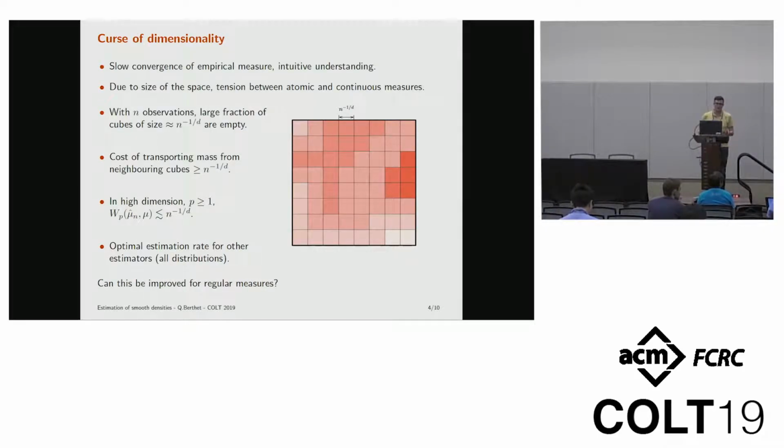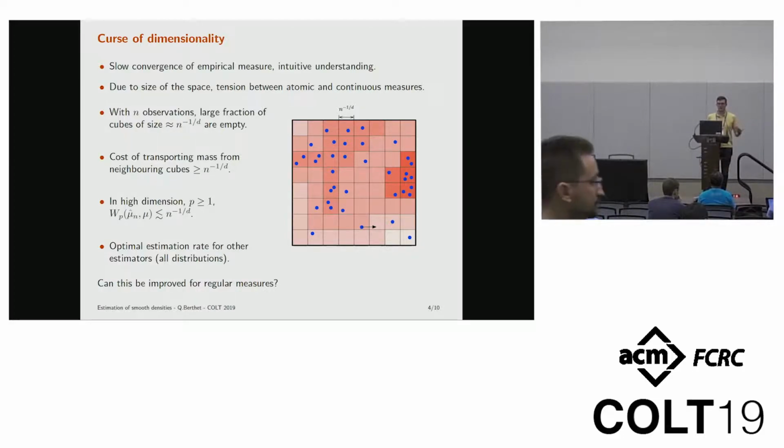So we know that the empirical measure is a bad idea in high dimension in general. This is just because of the size of the space. If we have a certain compact space and we cut it into small cubes of size n to the minus 1 over d, we have n little cubes. And so this means that when we have n points in it, a large fraction of them are going to be empty with high probability. And now because we need to transport a point to some neighboring cube, it takes us at least n to the minus 1 over d in distance.